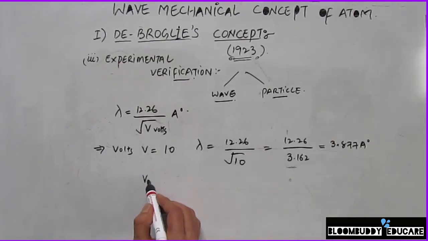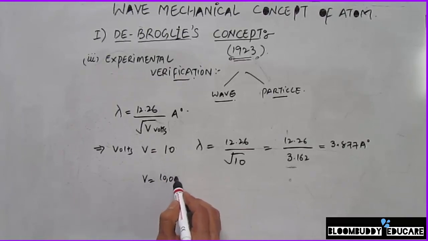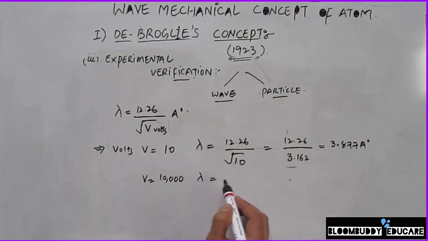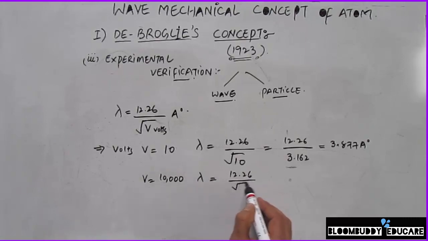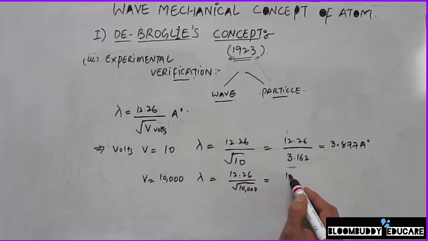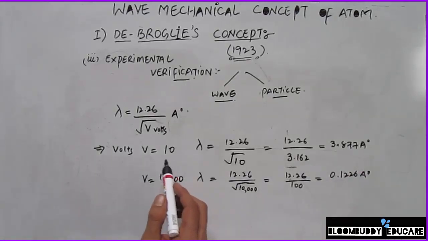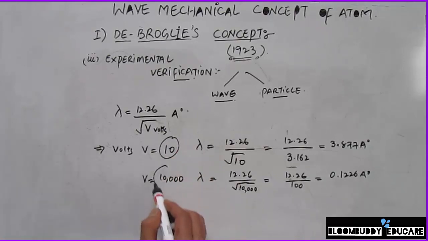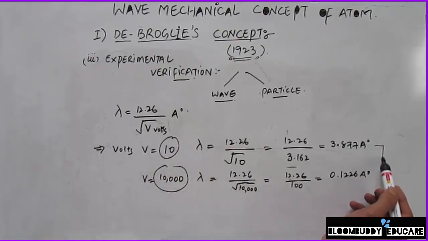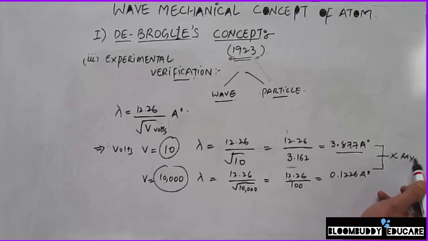And if I vary this potential from 10 up to around 10,000 volts, at that point of time the equation is going to be under root 10,000, and under root of 10,000 is 100, so that means 12.26 divided by 100, and the wavelength is going to be 0.1226 angstrom. So in other words, if I vary the potential from 10 to 10,000, the wavelengths are going to be from 3.877 angstrom to 0.1226 angstrom. So in this range, X-rays have wavelengths.